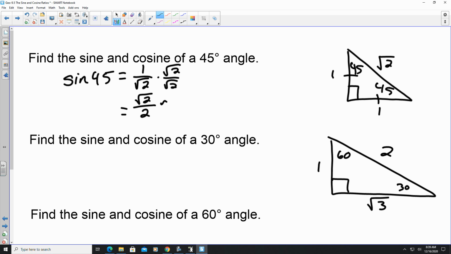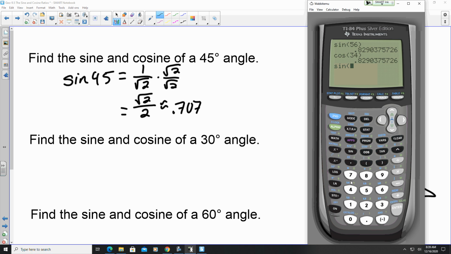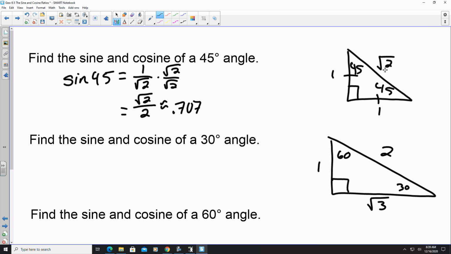And if you were to attach this as a decimal, square root of 2 divided by 2 is about 0.707, we'll say. Let's see if that works out. So if I go over here and type in the sine of 45 degrees, yep, I get about the same value. So that validates that part of the theorem. So now if I go to the cosine of 45 degrees, that's going to be equal to, and now this is adjacent, so that's 1 over square root of 2 again. So this is again going to be equal to the square root of 2 over 2.